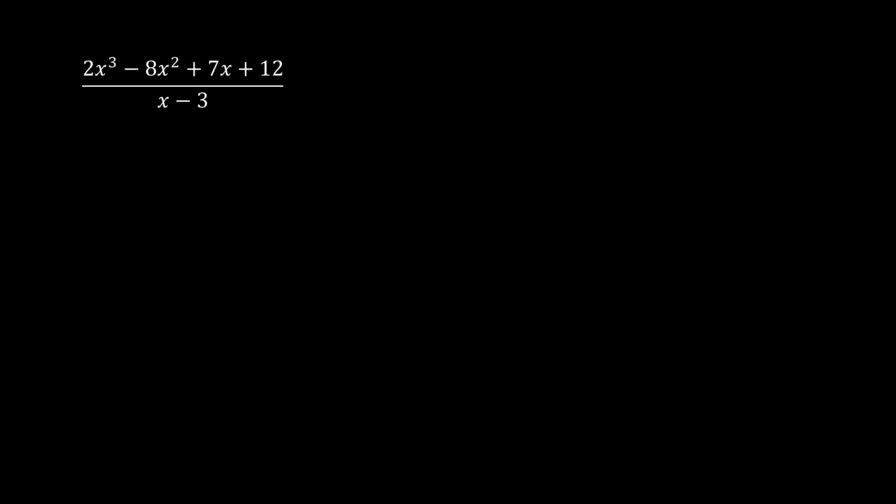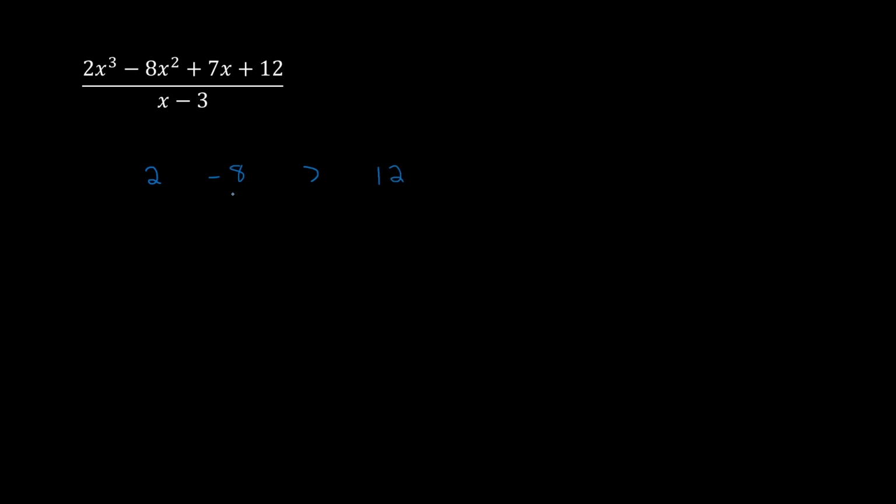So example 1, we see here 2x to the third minus 8x squared plus 7x plus 12 divided by x minus 3. Now with synthetic division, what we do is we take just the number part of the problem and we ignore the variables until the very end. So we see the numbers that are being used. We have a 2, negative 8, 7, and 12. So we can write down the 2, write down negative 8, and then the 7, and then the 12.